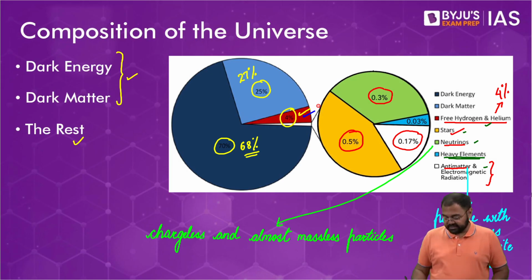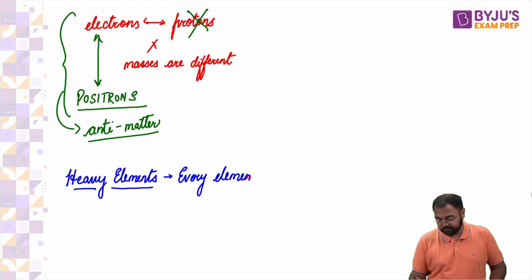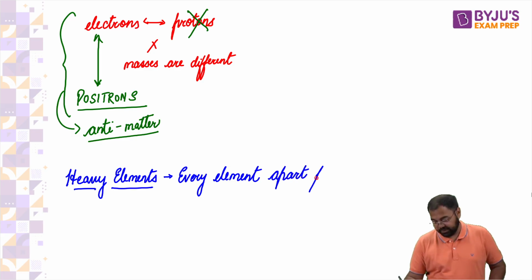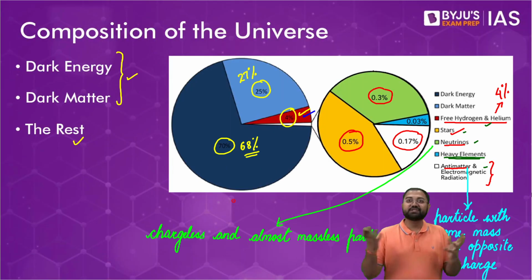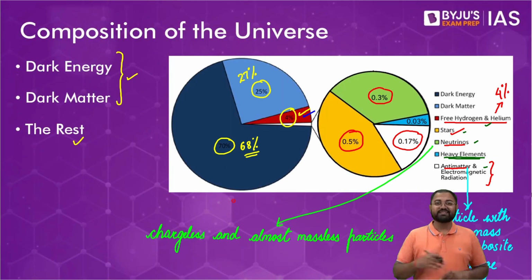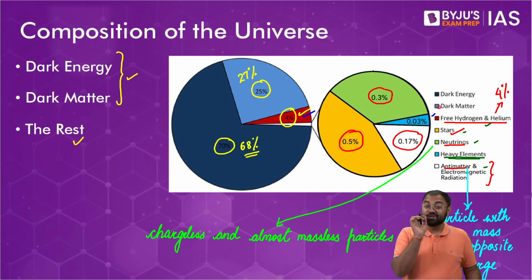Now we are talking about the rest. So that's why every element apart from hydrogen and helium, they are called heavy elements. Basically everything around you, everything that you see on the earth, is made of heavy elements. And just imagine, this accounts for just 0.03% of the entire universe.